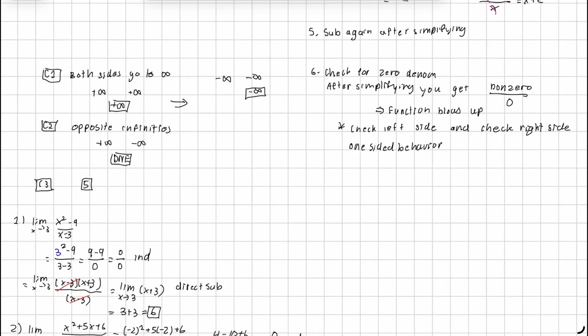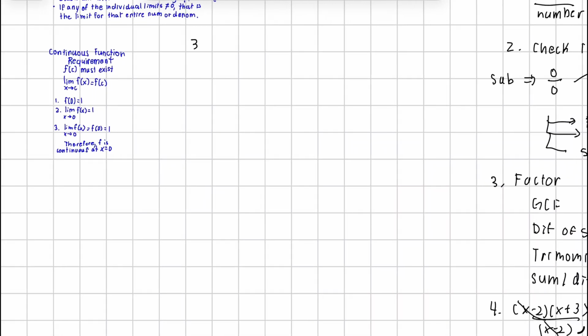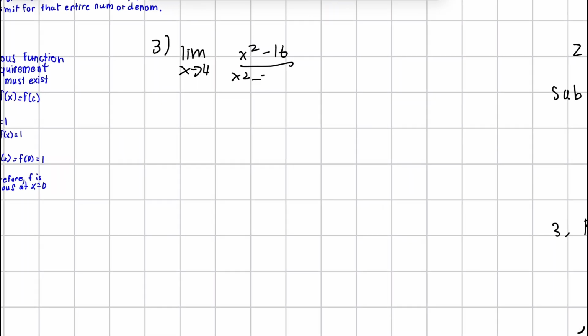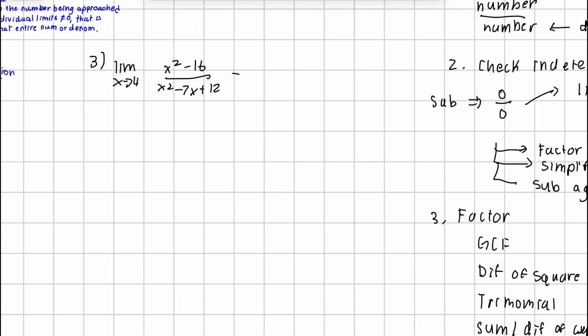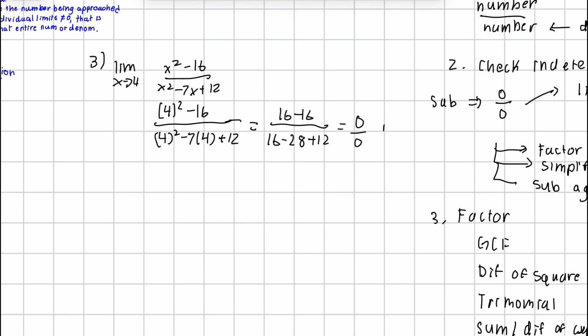Now let's do another example, where we have the limit as x approaches 4 of x squared minus 16, all over x squared minus 7x plus 12. If we attempt direct substitution, let's just do it individually first: 4 squared minus 16 on top, and 4 squared minus 7 times 4 plus 12 on the bottom. So we have 16 minus 16 up here, and 16 minus 7 times 4, which is 28, plus 12 down here. That is equal to 0 over 0, again indeterminate.